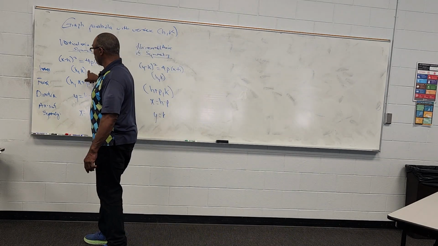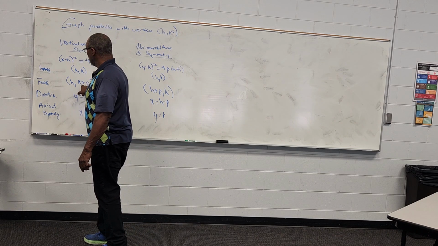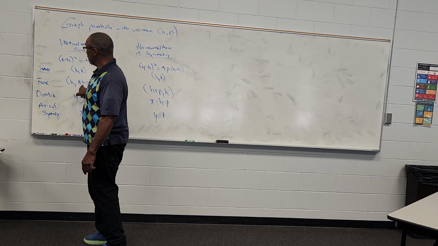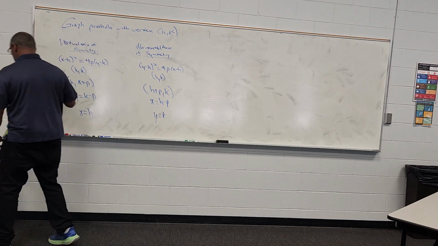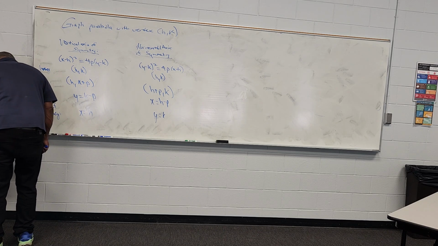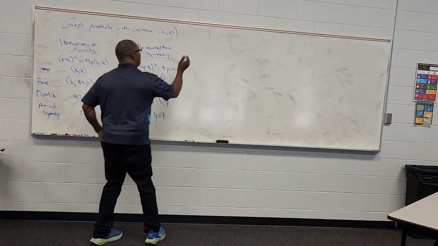The vertex moves over to wherever the center is. The focus, you'll adjust the focus. Instead of (h, k), it'll be (h, k plus p). You're going to determine p the same way you did before. Okay? So let's just do one. Example 4, given.